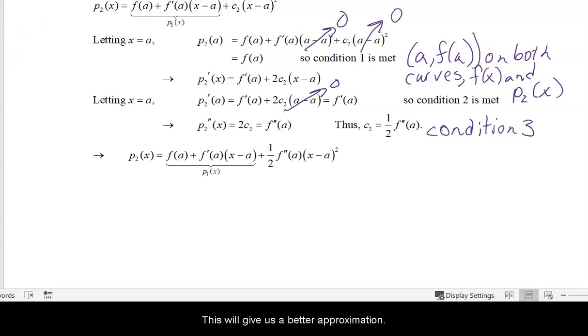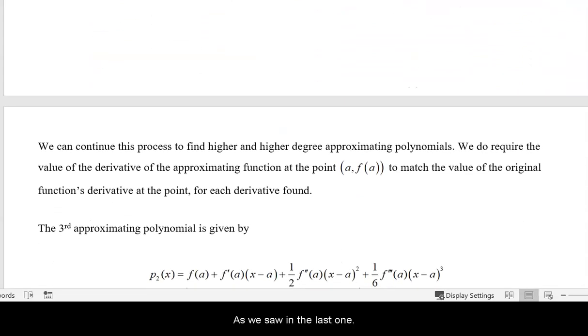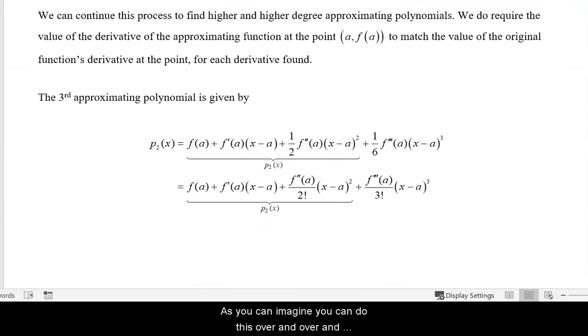This will give us a better approximation, as we saw in the last one. As you can imagine, you can do this over and over and over, finding higher and higher degree approximating polynomials. We will always require the value of the derivative of the approximating function p sub n to be equal to the same derivative of the original function f at the point where the two curves touch, which is the point a, f of a.